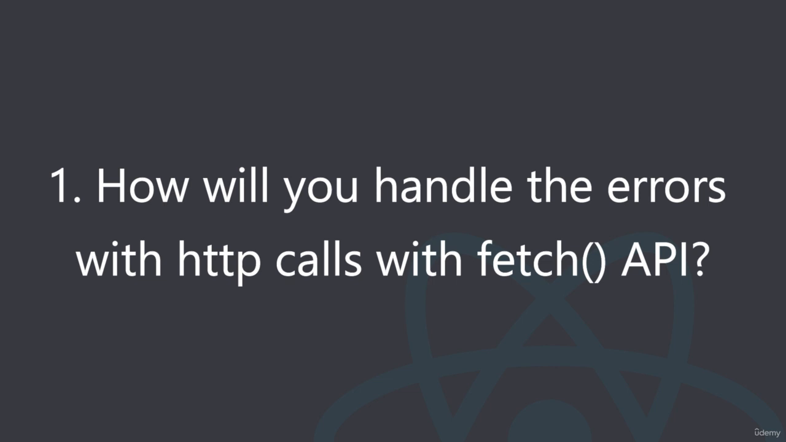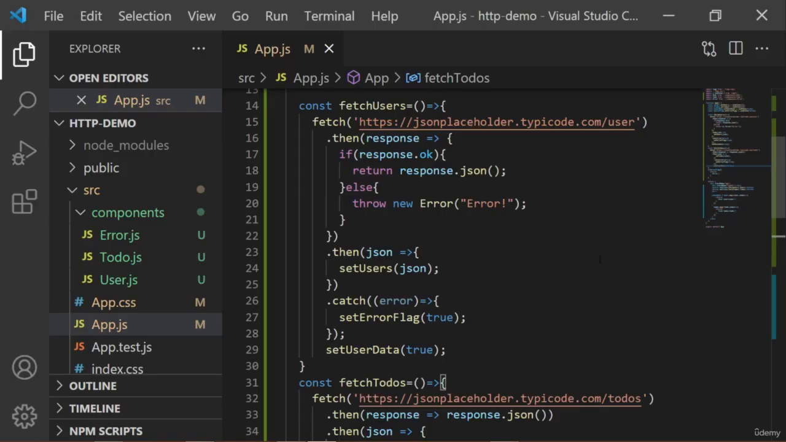Alright, so now the question is, how will you handle the errors with HTTP calls and that too with fetch API? So here you must mention that when you write the catch, you do have to take care that in spite of writing the catch, you must make sure that you check with the response.ok, because the fetch API will get the HTTP error codes, but that is not your JavaScript error generated. So you have to generate the error like this, and this is the way you can handle the errors inside your HTTP calls with fetch API.